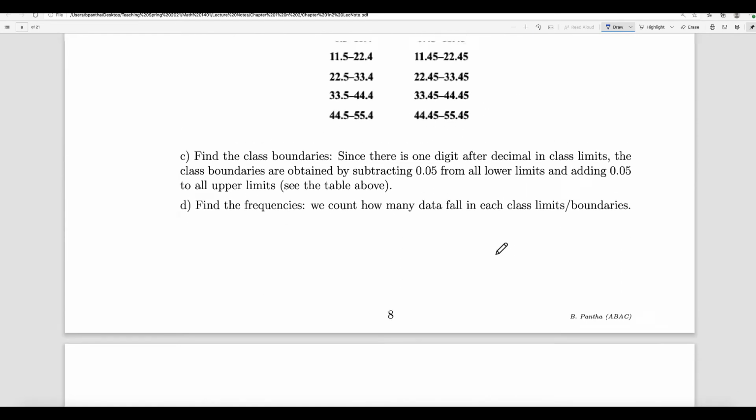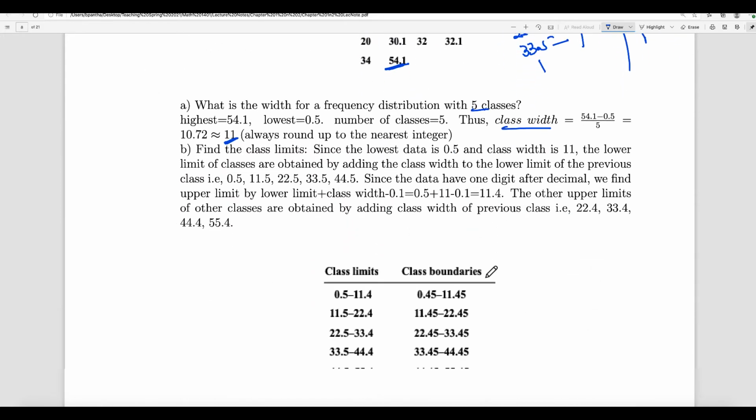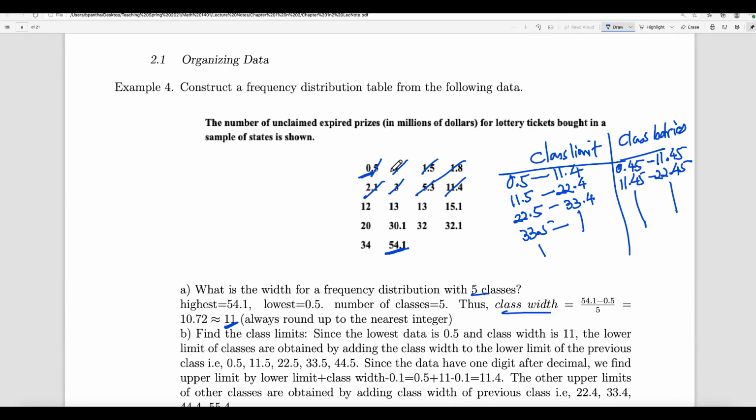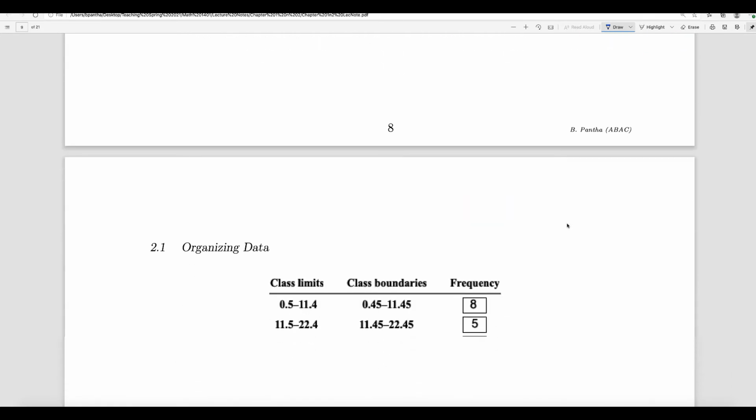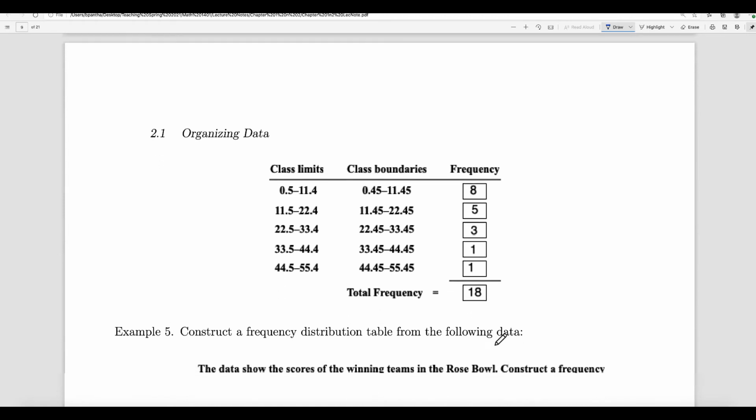Now to find out the frequencies, you count how many data are there. Okay, for example, how many are between 0.45 and 11.45? Let's count. 1, 2, 3, 4, 5, 6, 7, 8. And I think that's all, right? So there are 8 data points between 0.45 and 11.45, or you can say 0.5 and 11.4, including those 2 values. So these are the values. And then in the frequency column you write 8 for that. Okay, let me show you how I did that. There are 8 values. Similarly, between 11.45 and 22.45, there are 5 data points, and continue that way. That's how you get the frequencies.